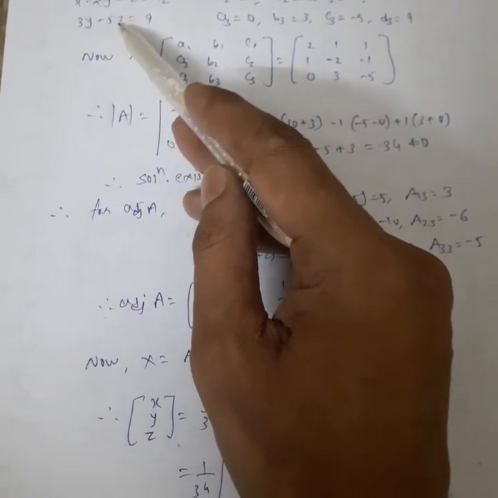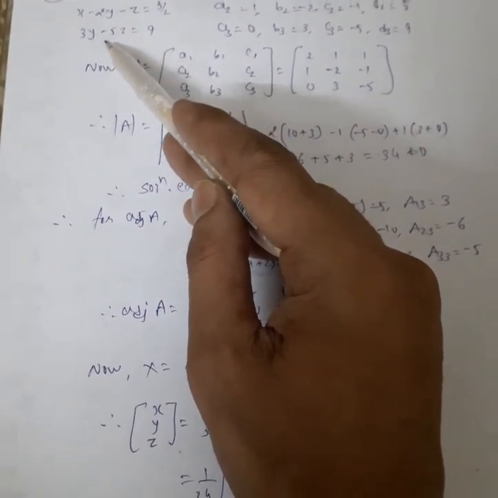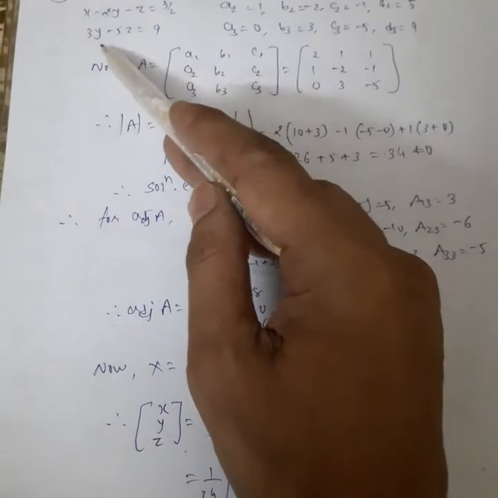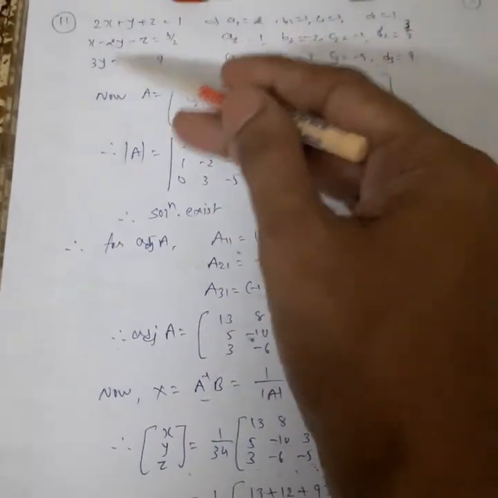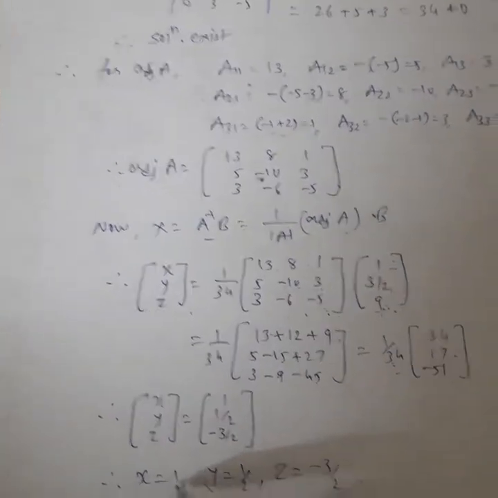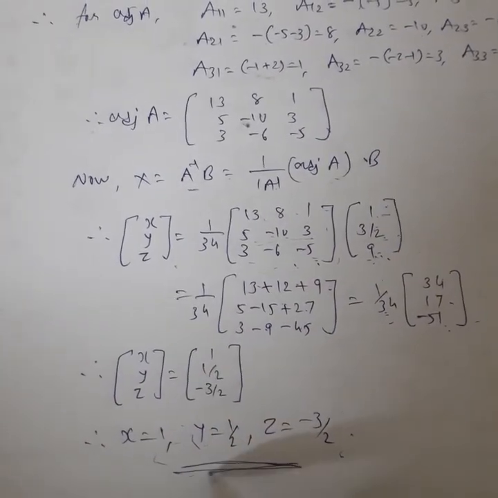So it is 3 by 2. Z is minus 3 by 2. So minus minus plus, 15 by 2. 3 by 2 plus 15 by 2 means 18 by 2, that is 9. Which means all these equations are satisfied. So our answer x equal to 1, y equals 1 by 2 and z equals minus 3 by 2 is correct.